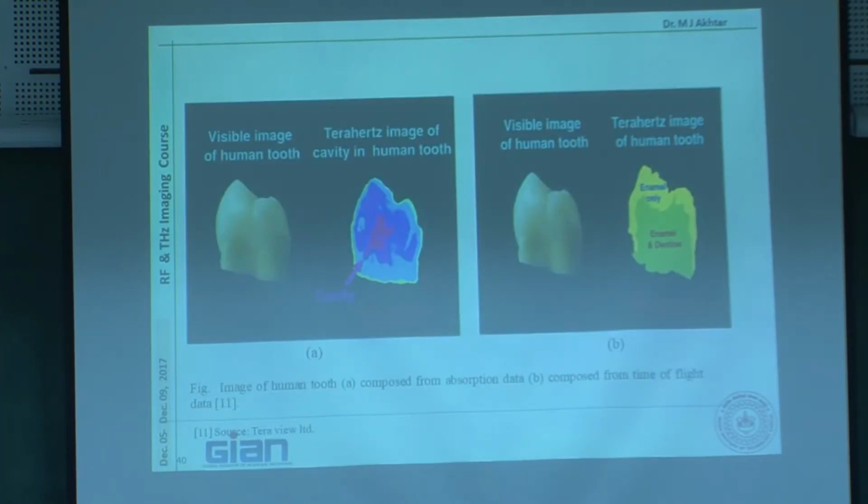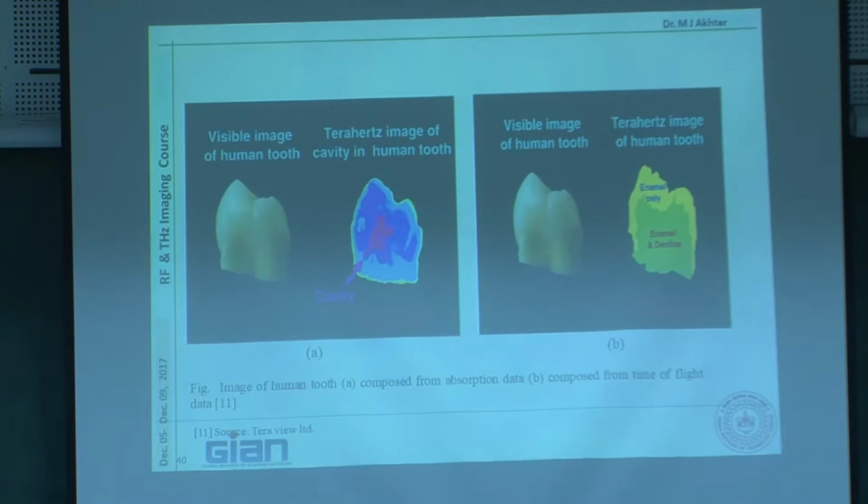In the previous slide, these are the two methods. One is from absorption data, and the other one is from time of flight data. What is the difference between them? Absorption means it will be like a transmission: if terahertz is going through, how much is being absorbed. And time of flight means you get only reflection. So you see the sent pulse and one reflection, the second peak, and from this time you find this out.